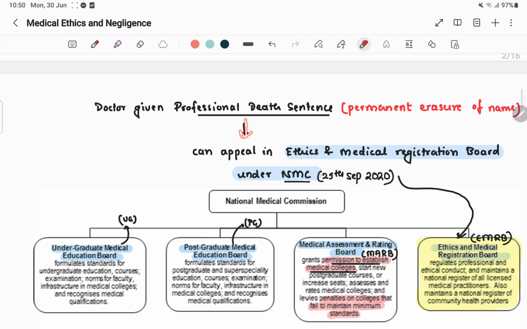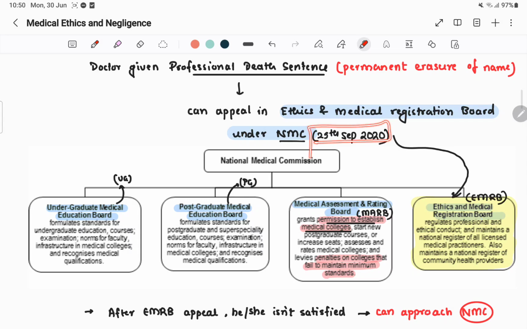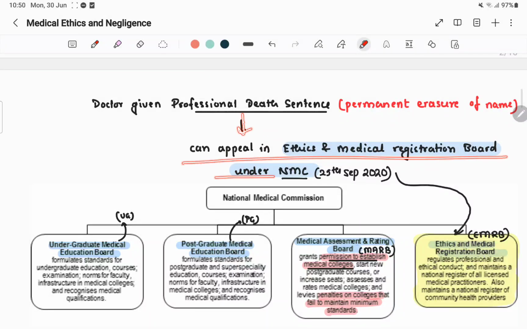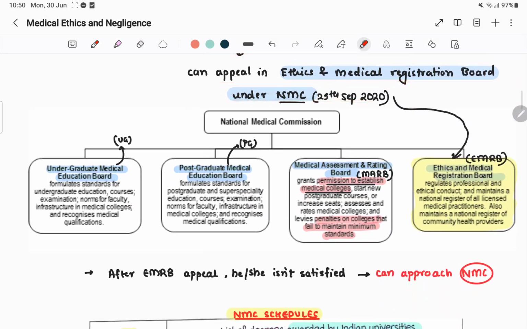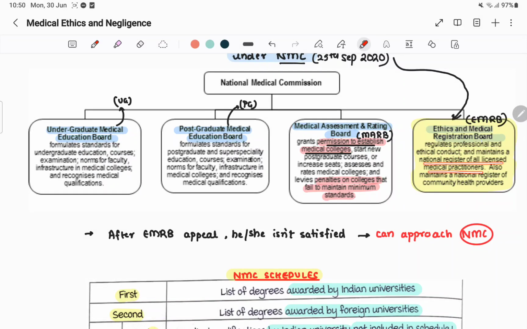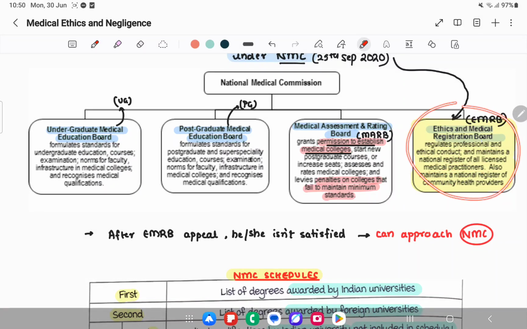And after this the doctor can appeal to the EMRB. EMRB is the Ethics and Medical Registration Board, under the NMC. It was established on 25th September 2020, recently. A doctor can appeal here, and this board will be regulating professional and ethical conduct and maintains a national register of RMPs. So it's a national level body.